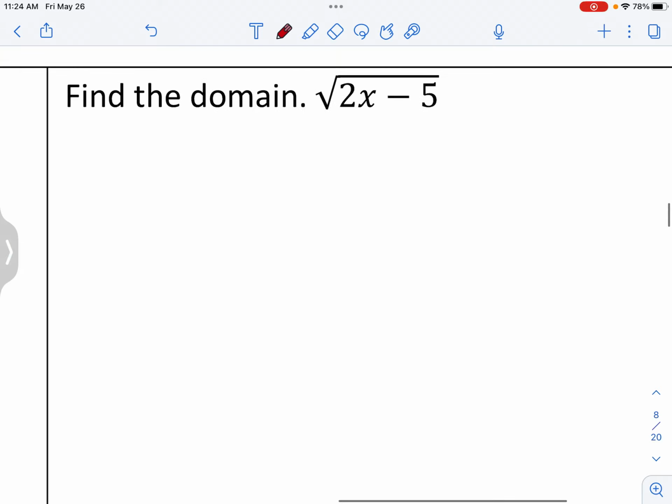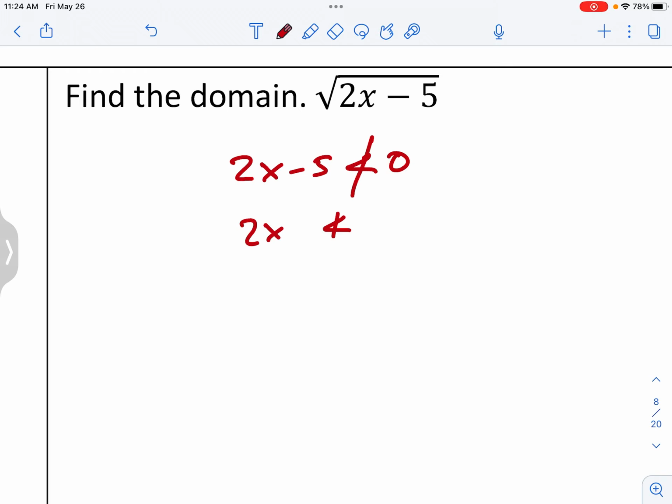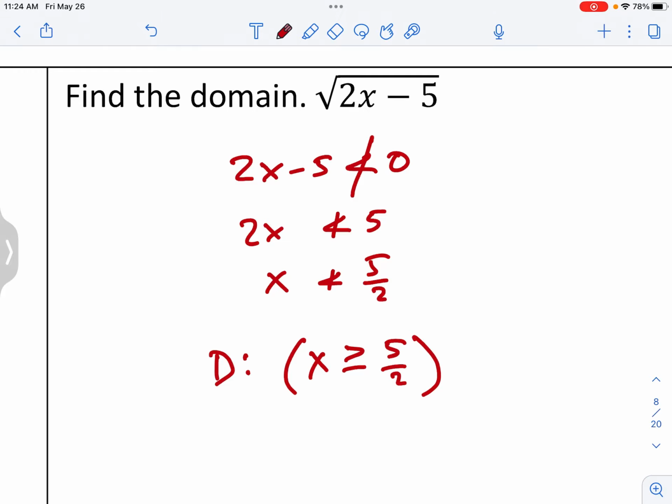The domain of this. Well, this radical, this square root, cannot be less than 0. It can't be negative. So let's figure out where that happens. I'm going to solve this. I'm going to add that 5 to the other side, divide by that 2. And I'm going to find out that x cannot be less than 5/2. So my domain then would be x can be anything greater than or equal to 5/2. It can be 5/2. That gives us a square root of 0, which is 0, and that's allowed.